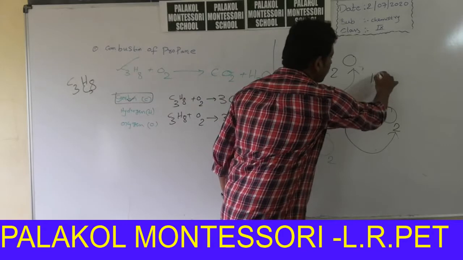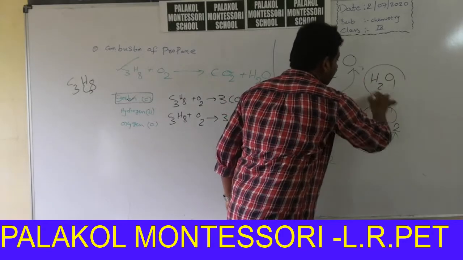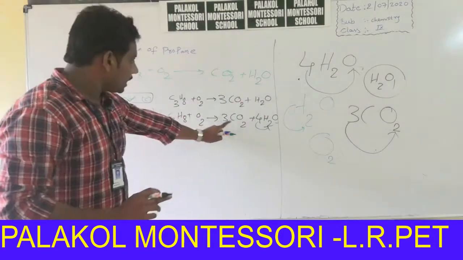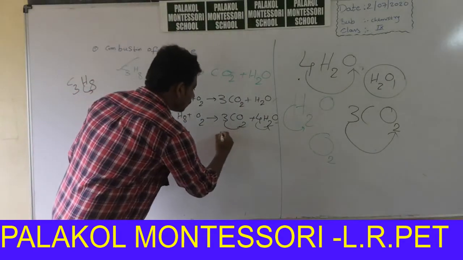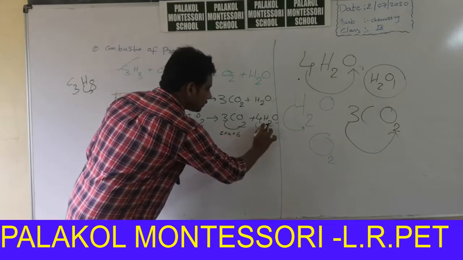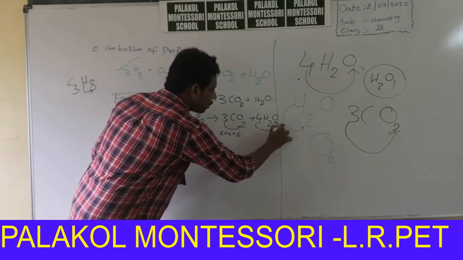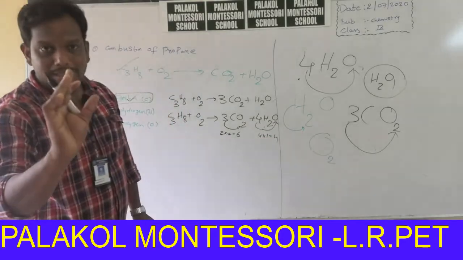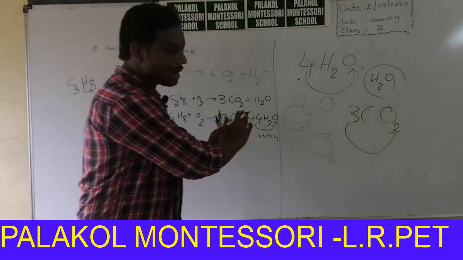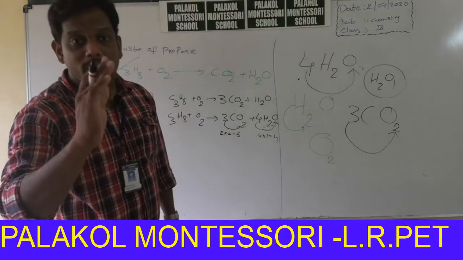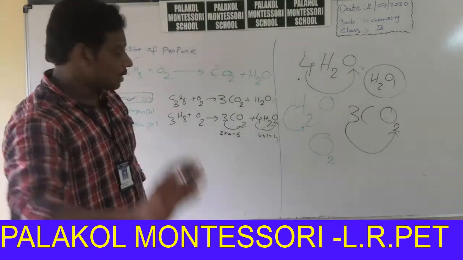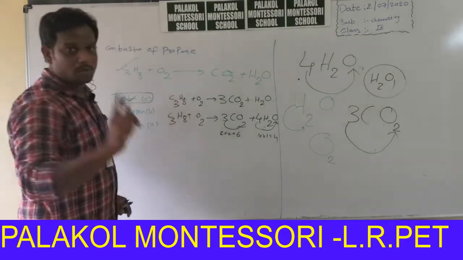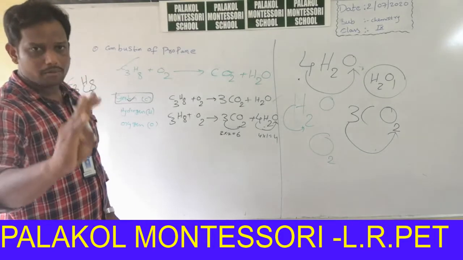H2O means H2O1. That means subscript of oxygen is 1. 4 into 1, 4. 3 into 2, 6. Total: on left hand side, number of oxygen atoms are 2. On the right hand side, number of oxygen atoms are 10. Now you will balance number of oxygen atoms on the left hand side. If you write which number, you can balance: 1 or 2 or 3 or 4 or 5.